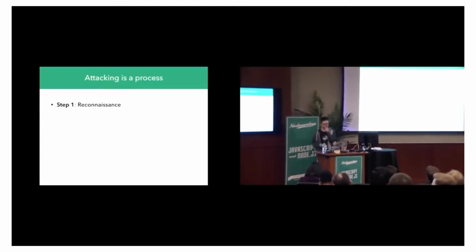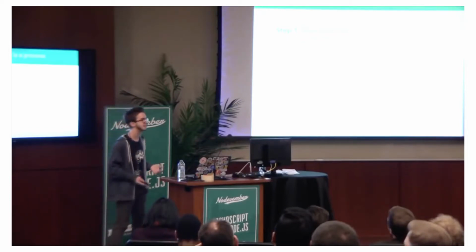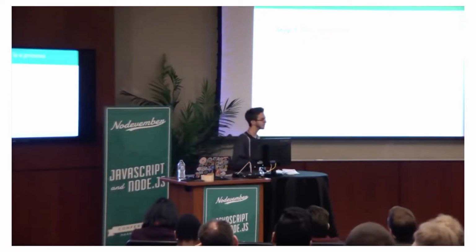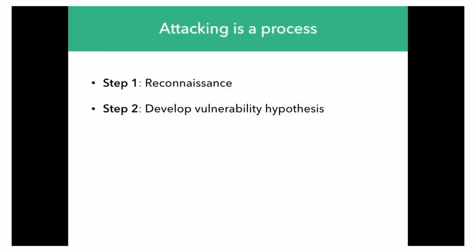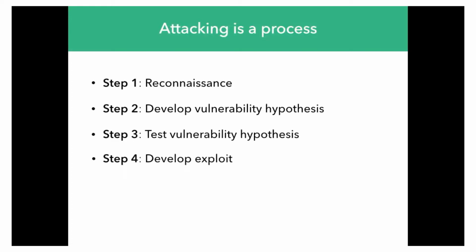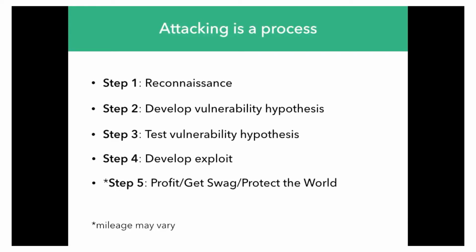Attacking is a process. So step one is almost always reconnaissance, investigating the headers that are sent, the code itself. On the client, that's looking at the state that's maintained, the local storage, your cookies, all of those things, the flags in the cookies, stuff like that. Two is develop a vulnerability hypothesis, and this will be repeated over and over, thinking that, hey, I've got this form field, maybe I can inject it with something, maybe I can do something with it. Three is to test that. Four is to develop an exploit, assuming you find that your test worked, kind of formalize it and distribute the code to the company and say, hey, I found this problem with this code base, or your boss, whatever. And then step five is profit, get swag, or protect the world. And your mileage may vary on that.